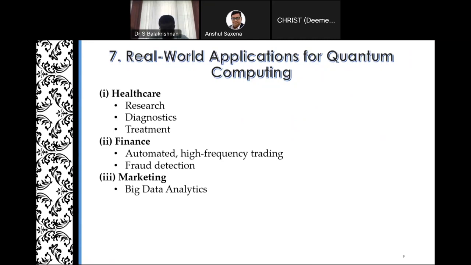How they choose the outcome of the result, so everything they make in marketing is through big data analytics with the help of quantum computing. And the fourth important thing is meteorology. In meteorology, we are more accurate for weather forecasts.